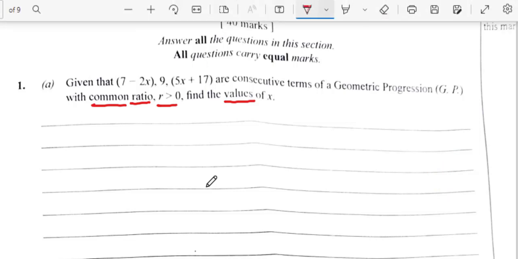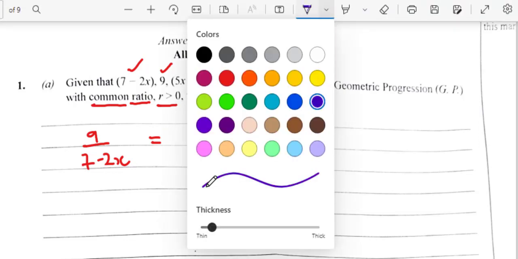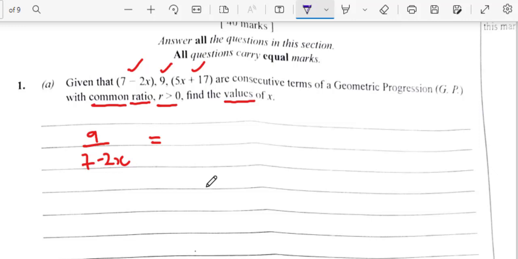All right, so back to the question here. This is my first term, that is my second term, and this is my third term. I'm going to take my second term, 9, and divide it by my first term, that is 7 minus 2x, and this should be equal to taking my third term, 5x plus 17, and dividing it by my second term, that is 9.